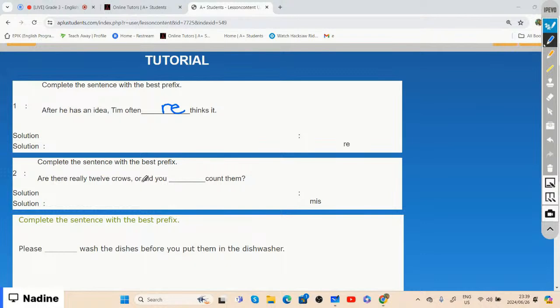All right, we need to choose the base prefix. It says, are there really 12 crows? Or did you count them? If you don't count something correctly, do we recount something? Do we pre-count something? Or do we miscount something? So we either need to add the word re, pre, or miss.